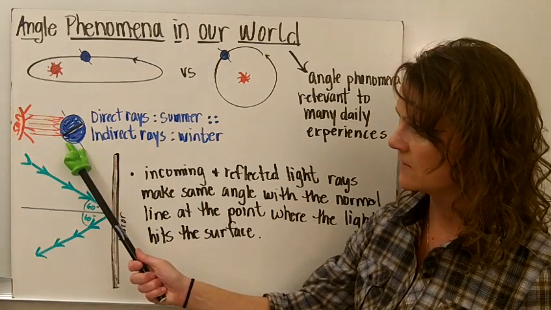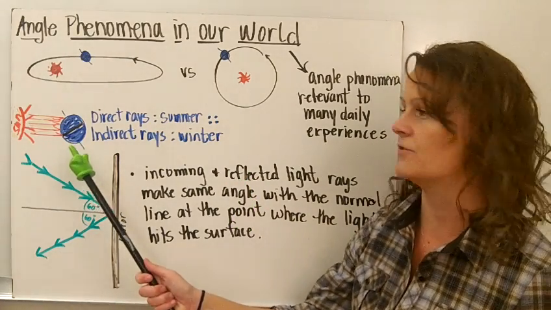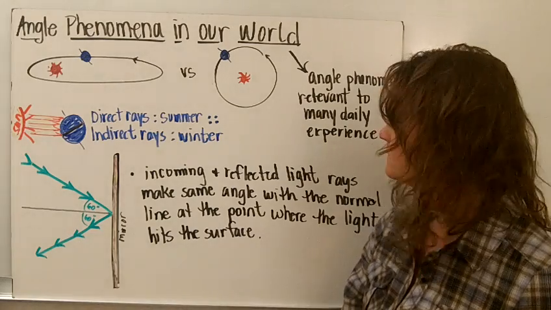So the indirect rays, so down here, further from that 90 degrees, so you're still getting sun's rays, of course, down here, but you're getting those indirect rays, and that correlates to winter.